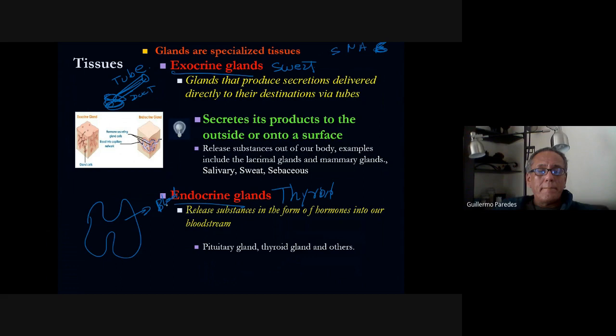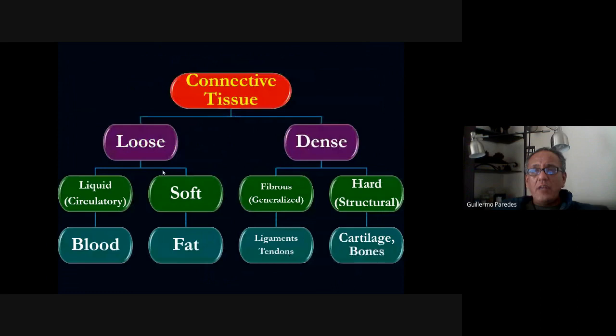Okay? All right. Let's talk about the connective tissue. What you need to remember is this classification. We have the liquid, the soft, the fibrous, and the hard connective tissue. Let's start with the extremes: liquid and solid, the extremes.